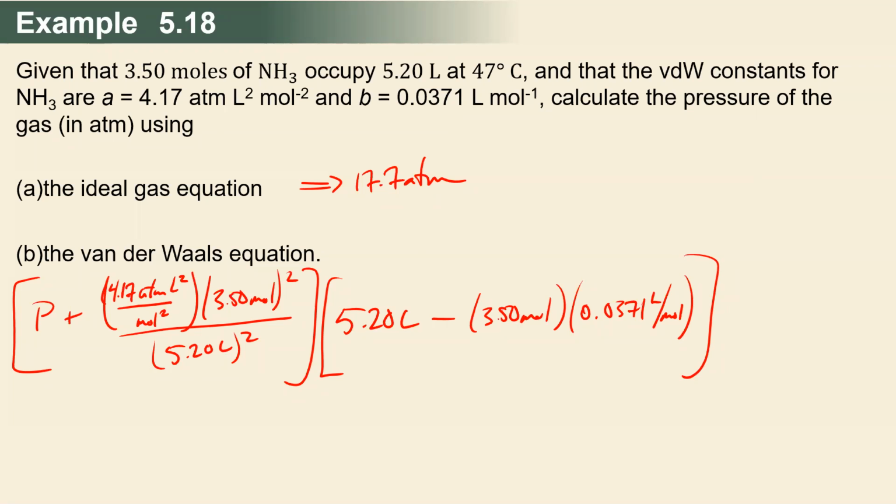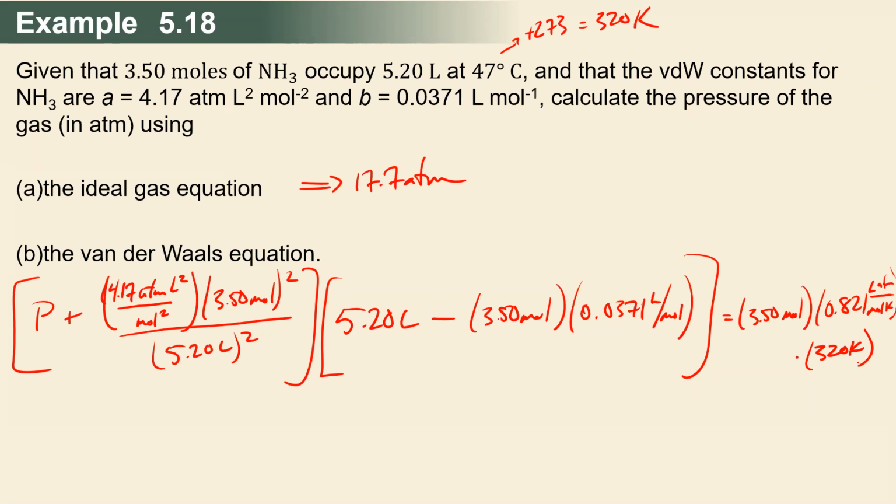And all that is equal to nRT, 3.5 moles, times R, our constant 0.0821. My units aren't going to fit here, even though I really want them to. Liters atmospheres per mole Kelvin, times the temperature, 47 C, that has to be in Kelvin. We add 273, and we get 320 Kelvin.